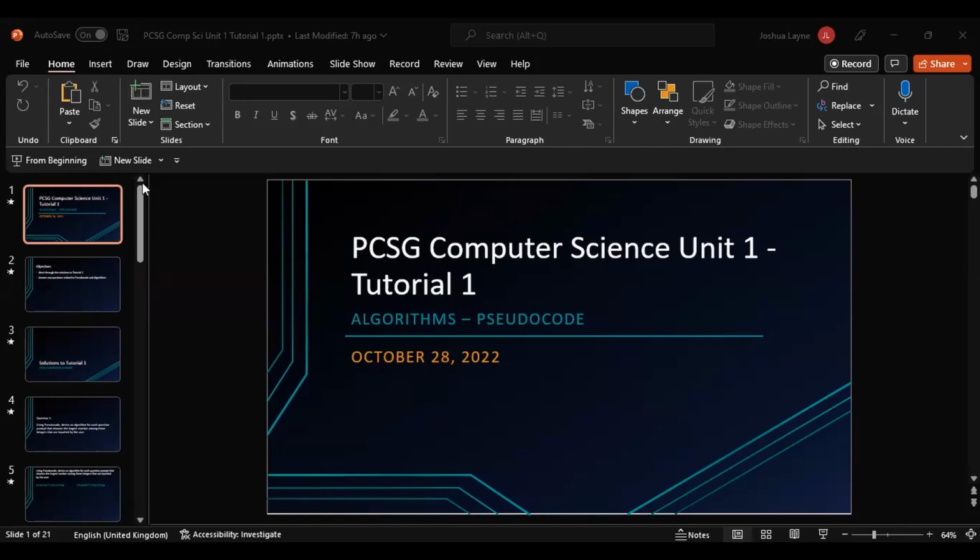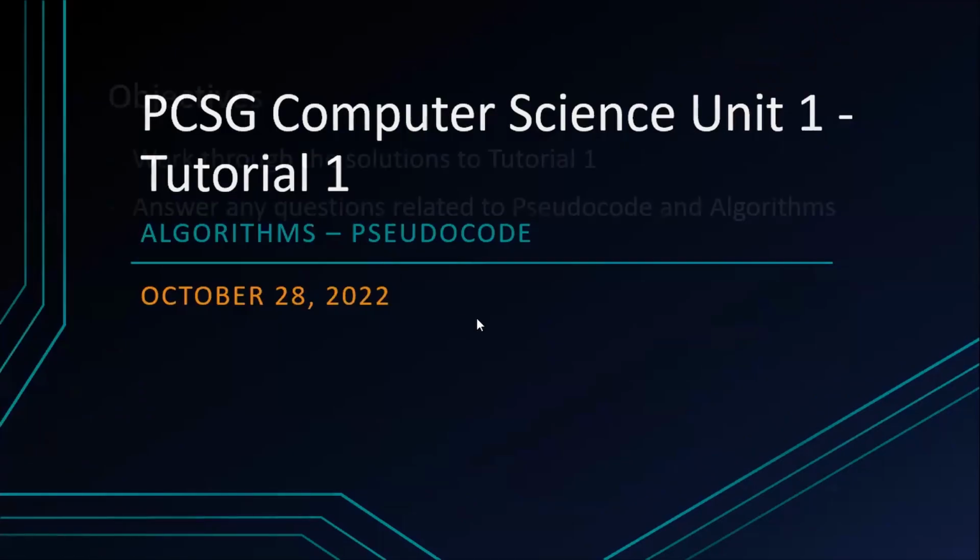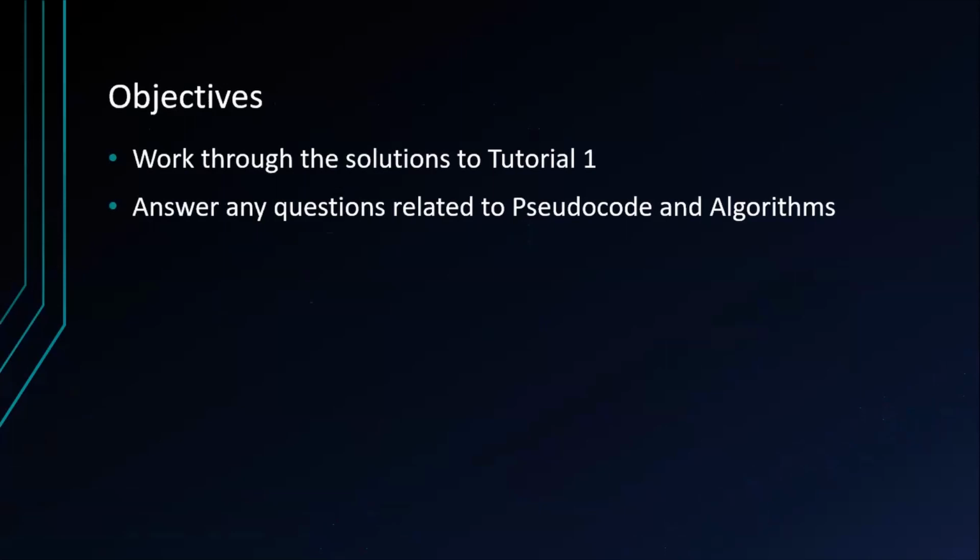We'll be doing tutorial one for Unit 1 Computer Science. Since most of us here haven't done the tutorial, I'll be just working through the solutions and explaining as we go along. For this session, I will be working through the solutions to tutorial one that was posted already in the Discord group. And I will also answer any questions related to pseudocode and algorithms.